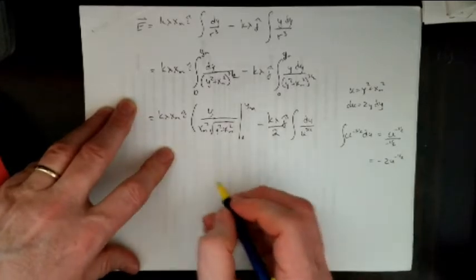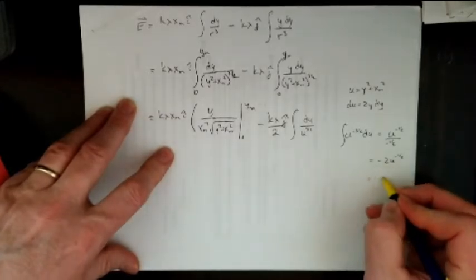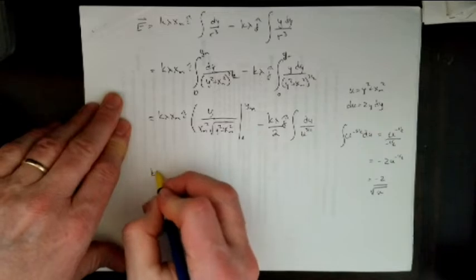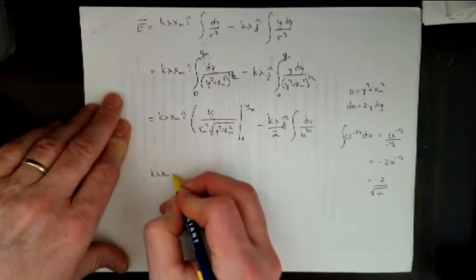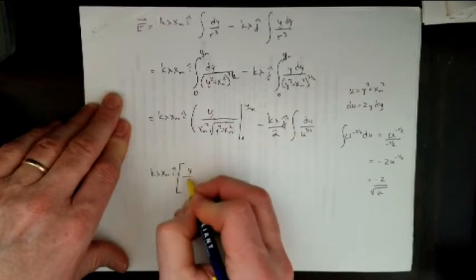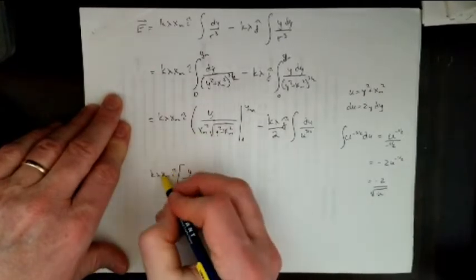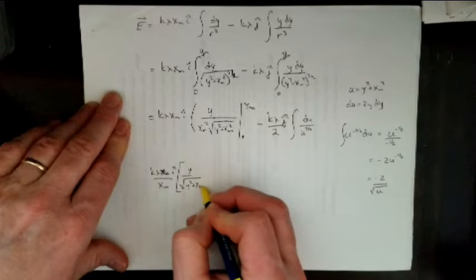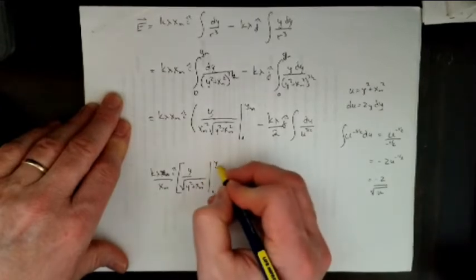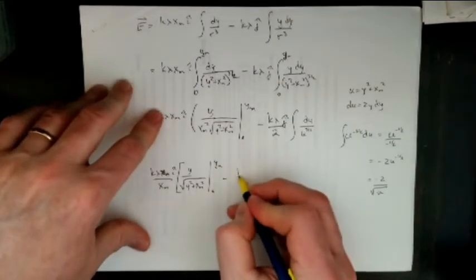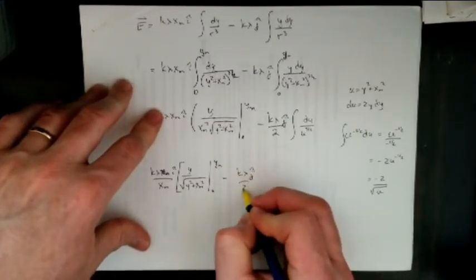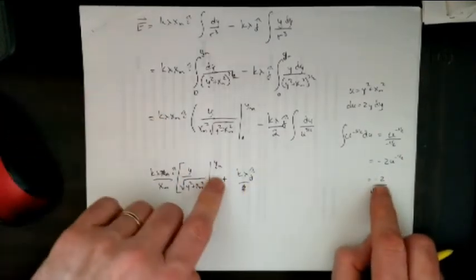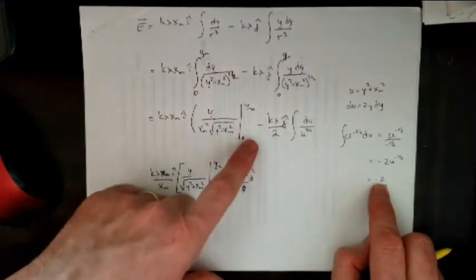Which is negative 2 over the square root of u, and u is equal to that. So we end up with k lambda x sub m i hat y over, oh, and bring that x sub m out. That will cancel out there, and I'm left with x sub m here. Square root of y squared plus x sub m squared, 0 to y sub m, minus k lambda j hat over 2. Actually, that 2 is going to cancel out with that 2 right there. And the negatives will cancel out.